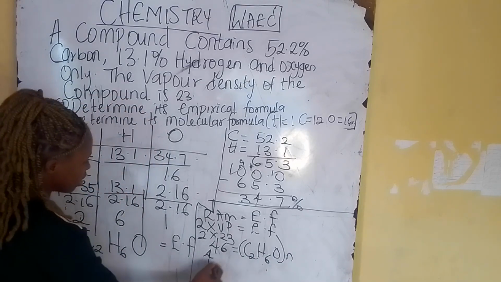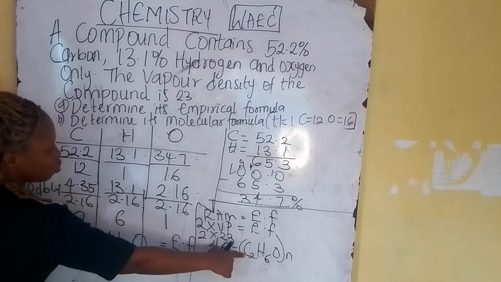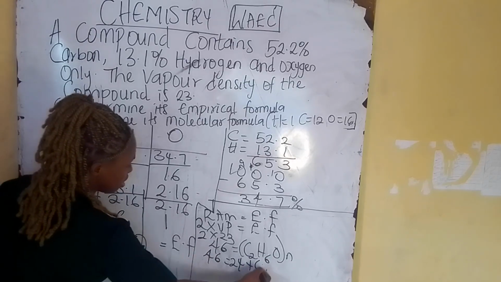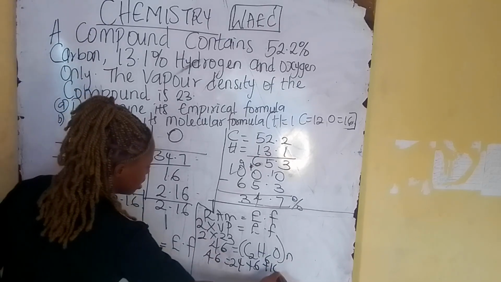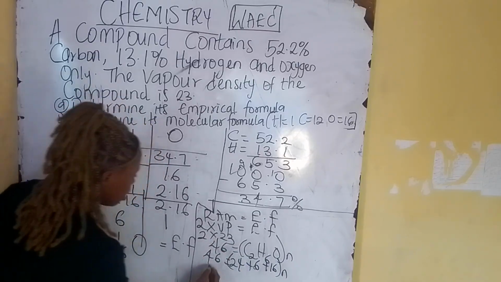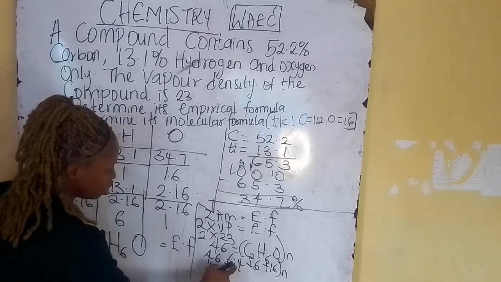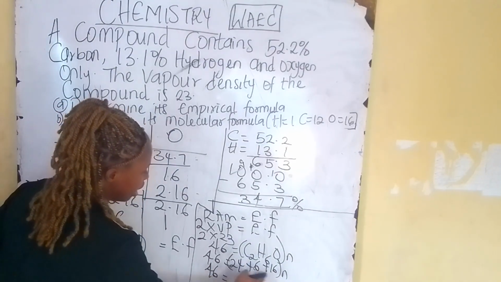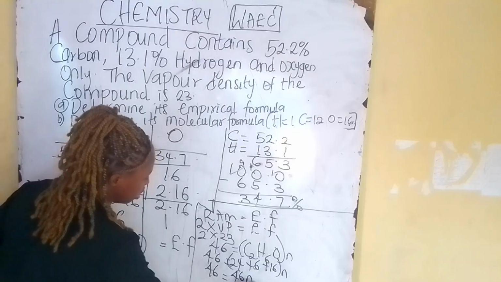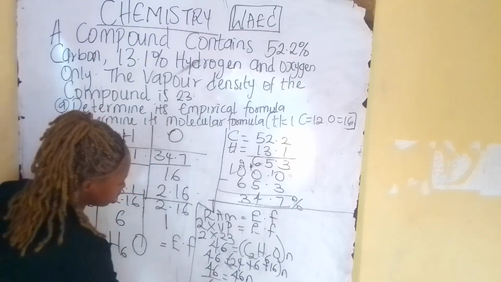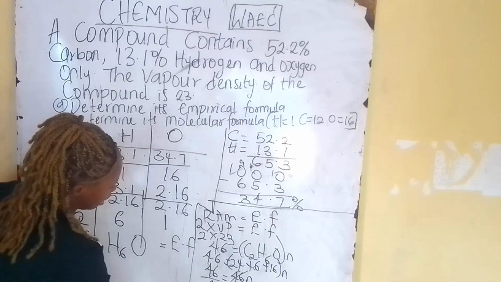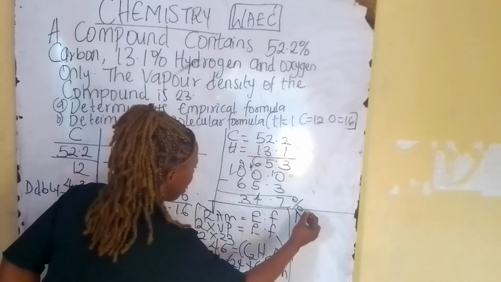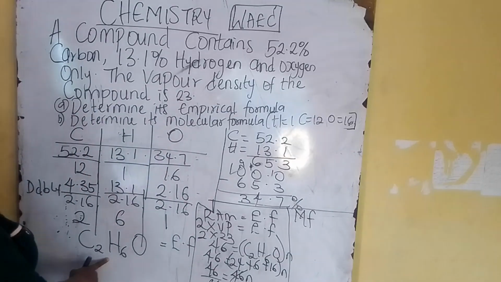46 is equal to, what do we have in the empirical formula? C2H6O, times n. So 46 is equal to, carbon is 12, 12 times 2 is 24. Hydrogen is 1, 1 times 6 is 6. Oxygen is 16, 16 times 1 is 16. n. So 46 is equal to 24 plus 6 plus 16, it's 30 rather, 30 plus 16, this is 46n. So we divide both sides by 46. 46 divided by 46, n is equal to 1. So if n is 1, your molecular formula will still remain the same as the empirical formula.